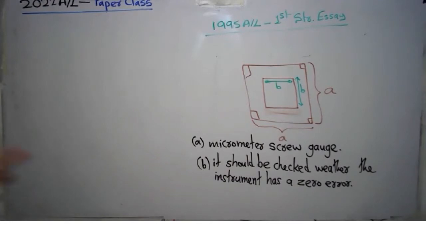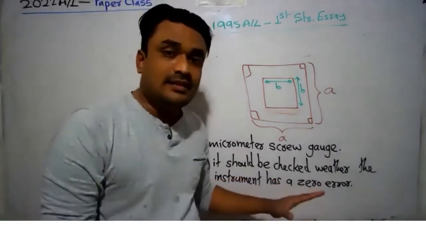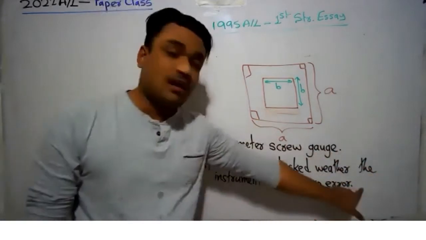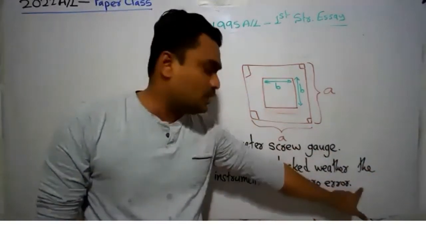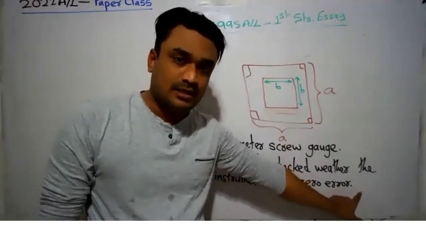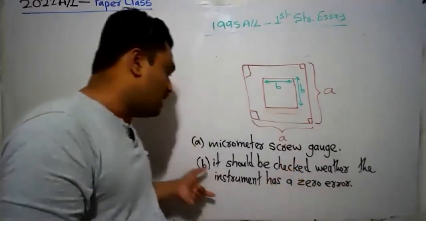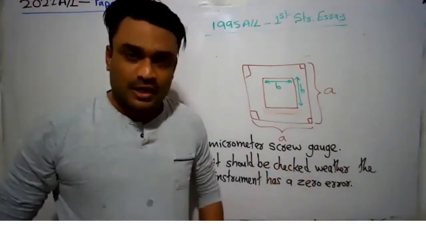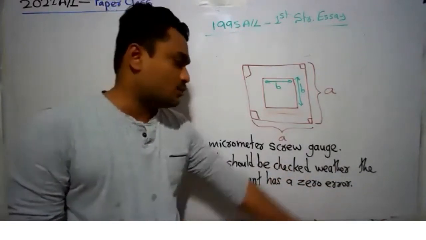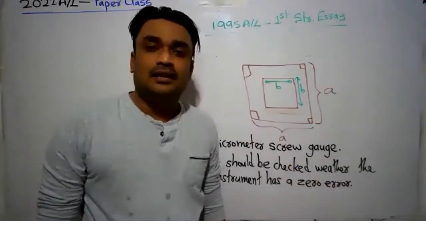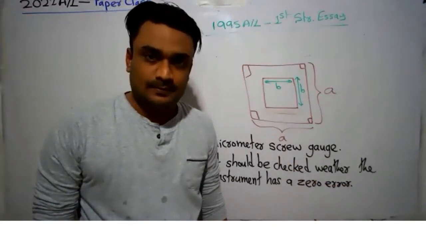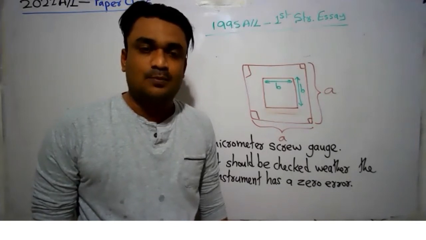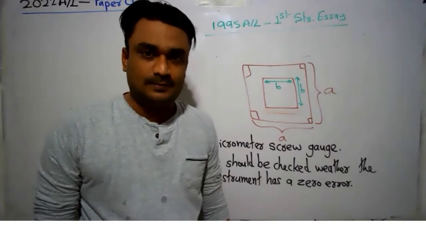Let's say in the exam they have given only one line. If they have given 2 lines, we can add one more sentence. So let's imagine that 2 lines are given. Please add one more sentence to the answer for B. Please write: the thimble is rotated until the spindle touches the anvil.